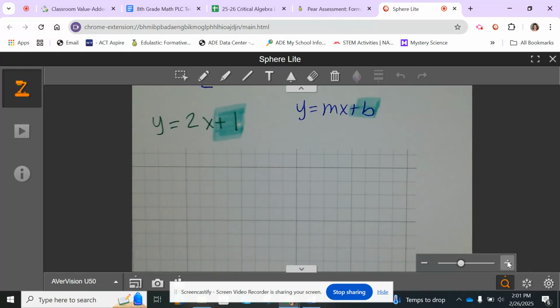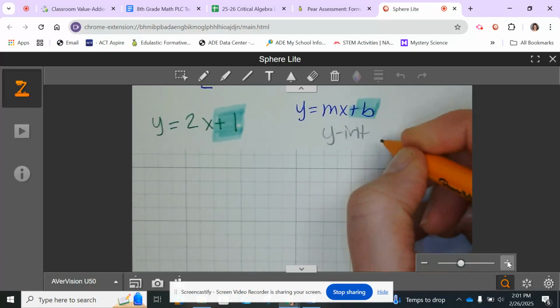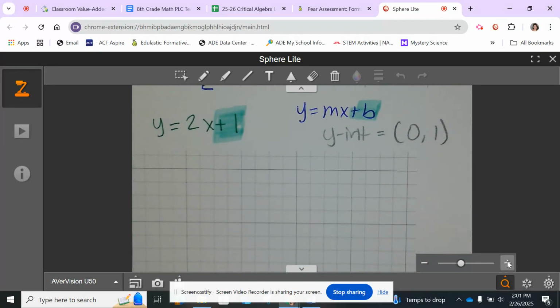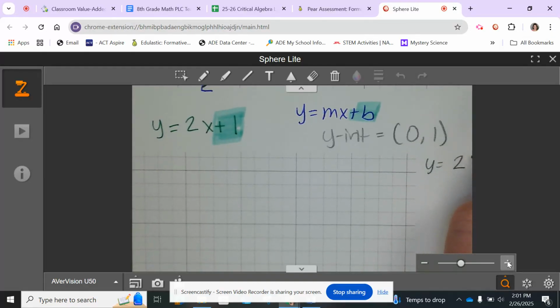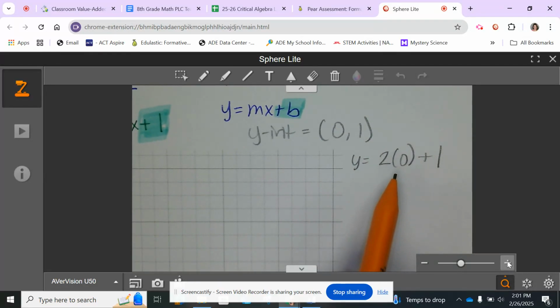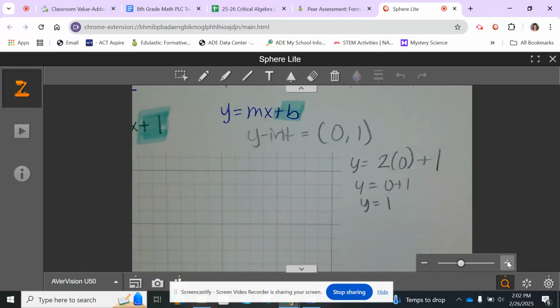So without any work, if it's in slope-intercept form, you can tell me the y-intercept is (0, 1). Now, if you're going to check that, remember I said if it's the y-intercept, the x value of the y-intercept is always 0. Well, if I plugged in 0 for x into my equation, this is 2 times x, so 2 times 0 is 0, plus 1 would just give me the y value is 1.